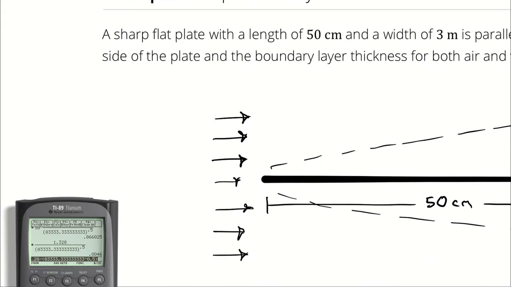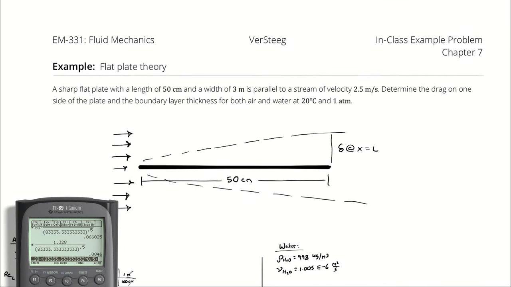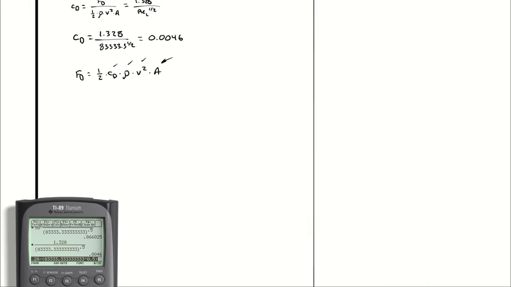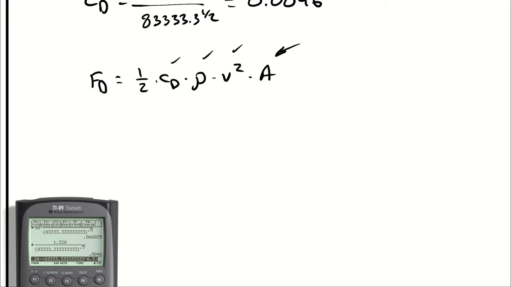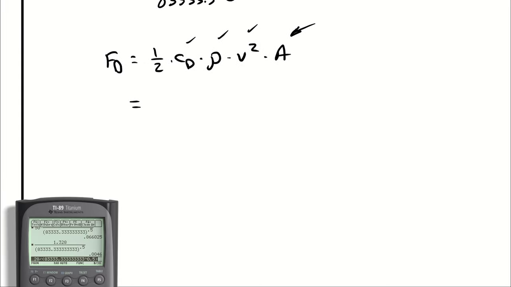Keywords in this sentence are drag on one side of the plate. So we are only caring about one side in regard to drag. Maybe the plate is sitting on top of a surface, in which case we don't care about any drag force on the bottom. So we're going to plug in 3 meters times 50 centimeters as the area of one side, which is our area of effect.